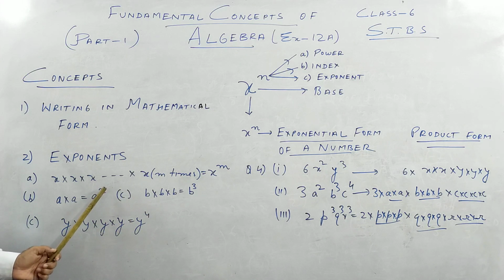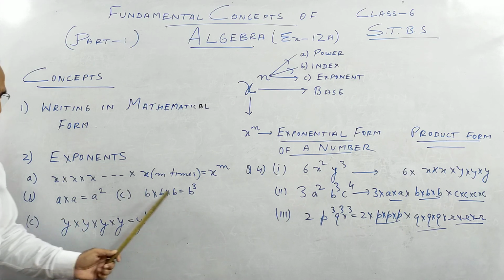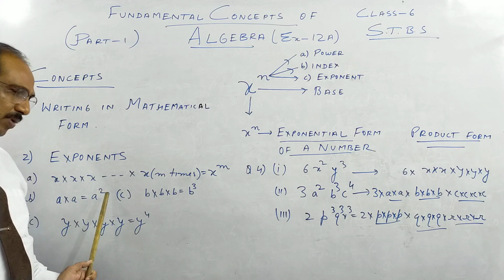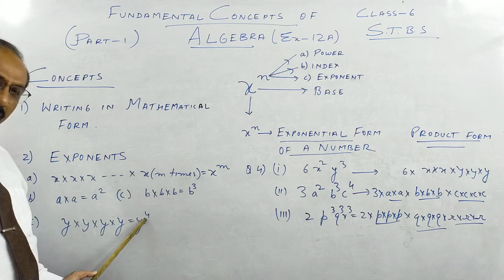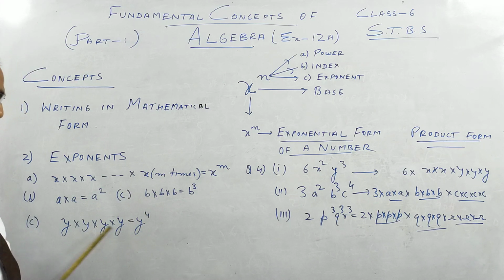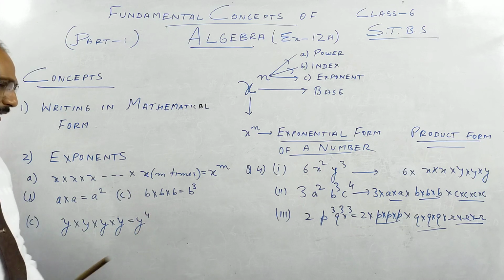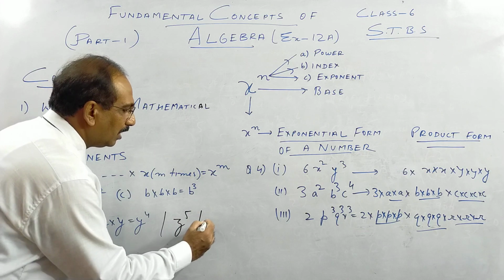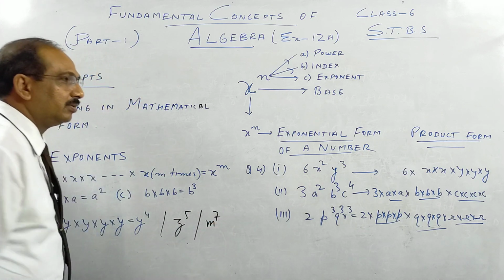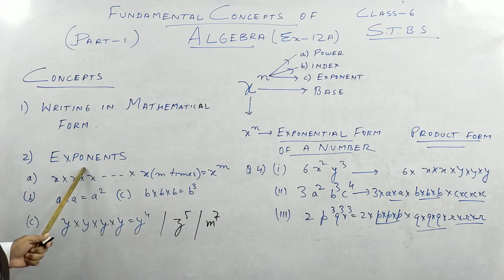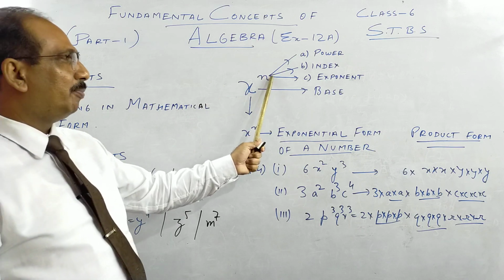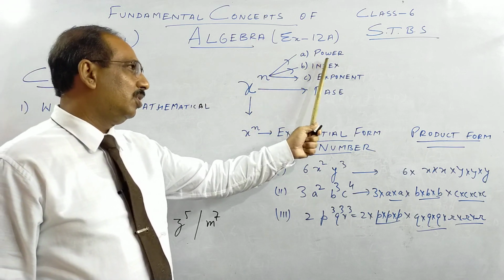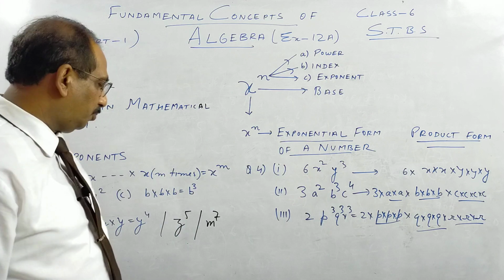A to the power 2 is called squared. A special term here, a square, b cube. For 2 and 3 there is a term square and cube. For other powers like 5, 6 and so on, we say y to the power 4. You can in the same way write z to the power 5, m to the power 7. So this is what we call exponent. A base is there and a power is there, which is also called index or exponent.